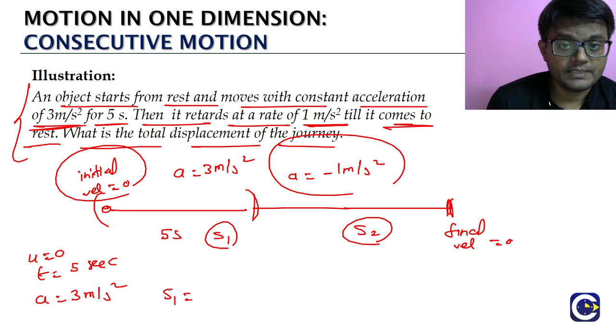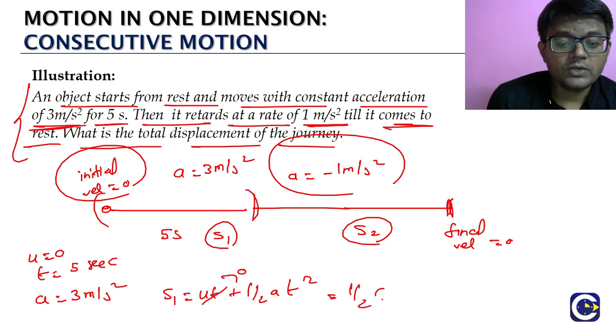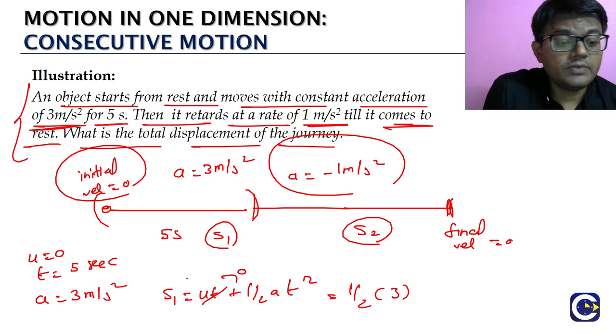We are in uniform acceleration motion, right? So u is 0, so half at square. This is the formula, right? u is anyway 0, so the first term will be 0. Half into acceleration is 3. We are omitting the unit because we know everything is in the same system of units, the SI system. Half into a into t square.